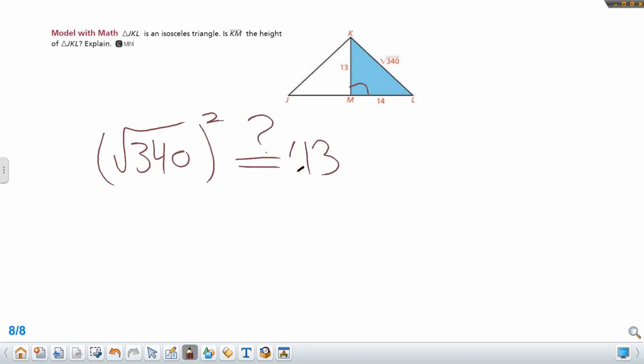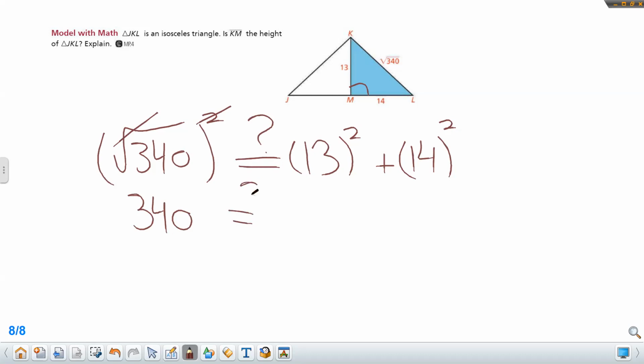13 power 2 plus 14 power 2. Then evaluate each of them. Square root of 340 all power 2 first. You can cancel power 2 with power 2 to be 340. Equal or not? 13 power 2, which is 169, plus 14 power 2, which is 196. Then 340, equal or not?